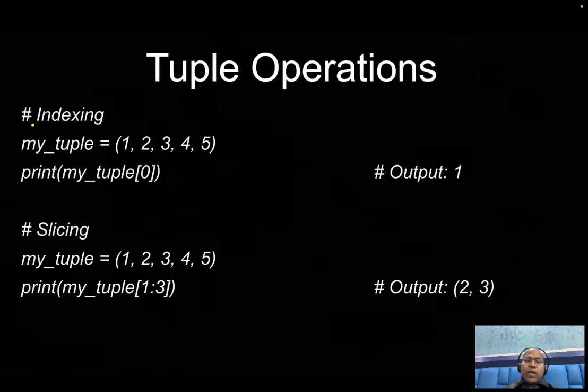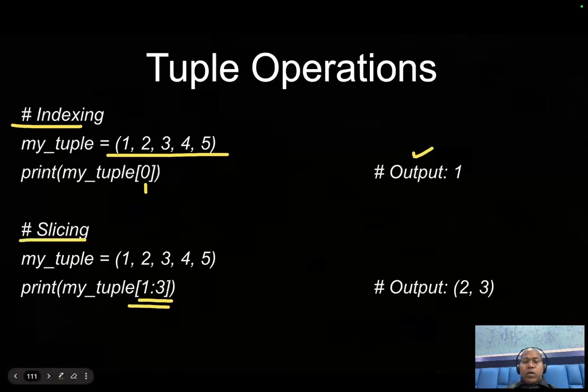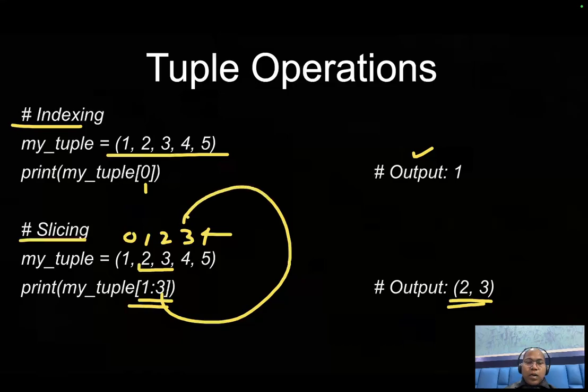And if you look at indexing, you provide an index like 1, 2, 3 and you can get the value. If you want slicing, you can provide the range. This is 0, this is 1, this is 2, this is 3, this is 4. So you can get from 1 to this, only these two values. Note that the last one is not included. Okay.